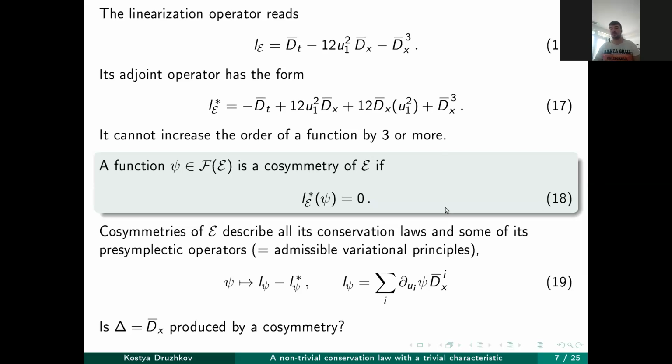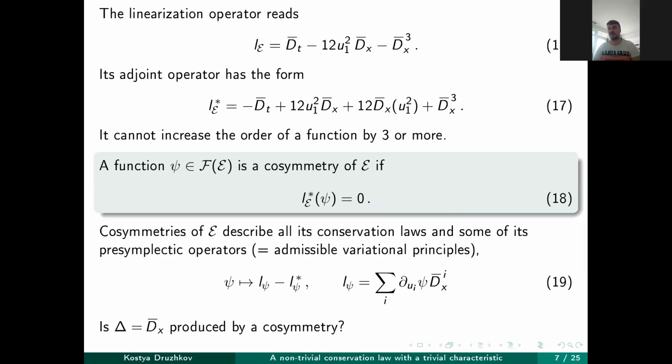But we don't want to describe cosymmetries themselves, right? We want to answer the question whether the presymplectic operator is produced by cosymmetries. And this is why it's important to note how cosymmetries produce presymplectic operators. And for systems of evolution equations, the formula is very simple.